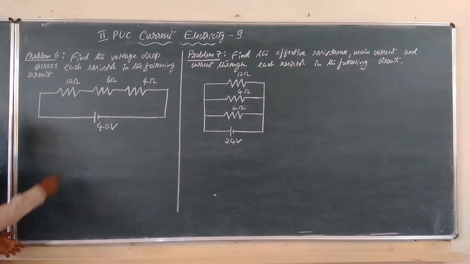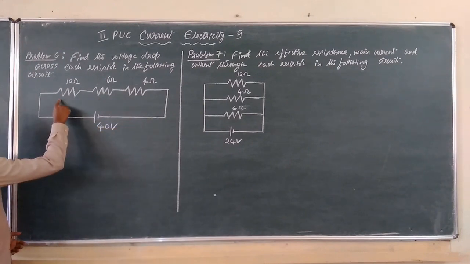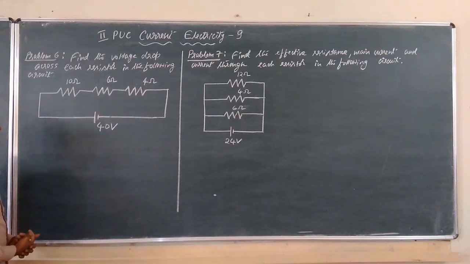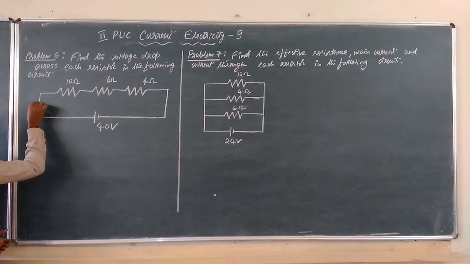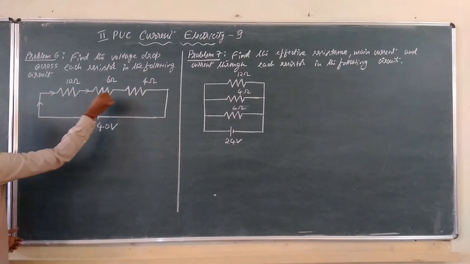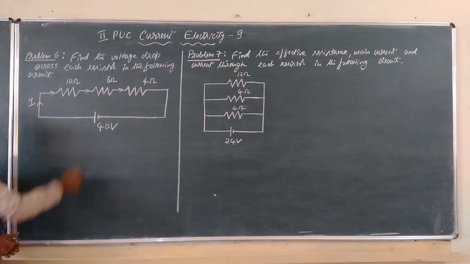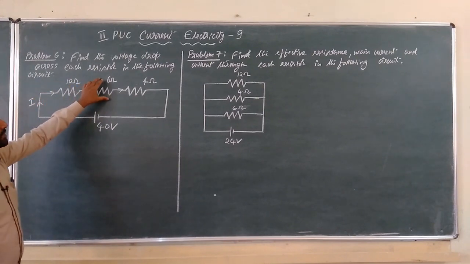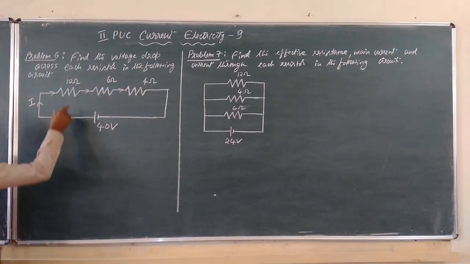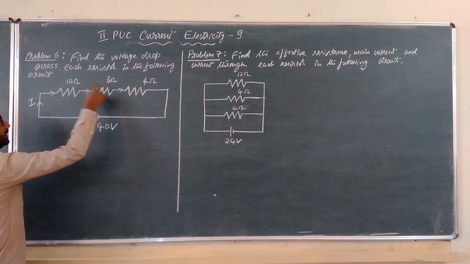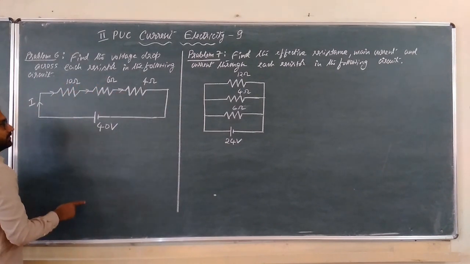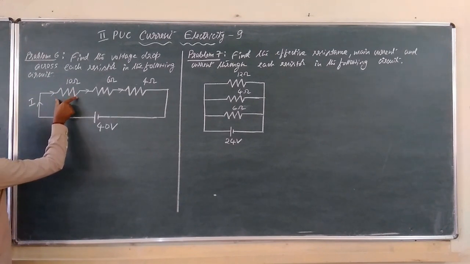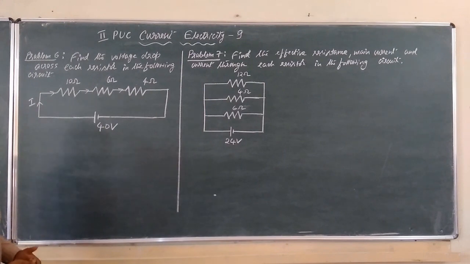See, if I know the current, in the series combination, the current through each resistor is the same, right? So if I calculate the value of current flowing through the circuit, I can calculate the voltage drop across each resistor, because the current flowing through each resistor is known and the resistance of each resistor is given. So calculate the voltage drop or potential difference across each resistor using Ohm's law, that is, using the formula V is equal to IR.